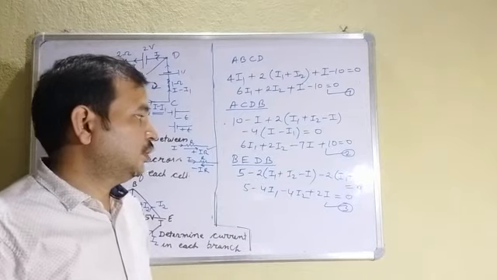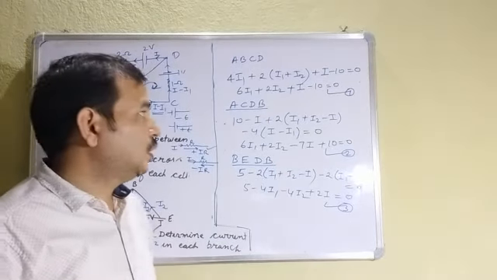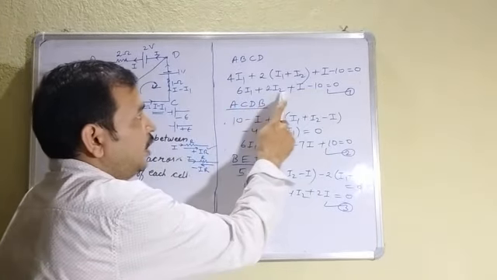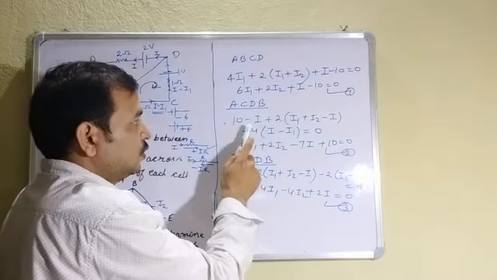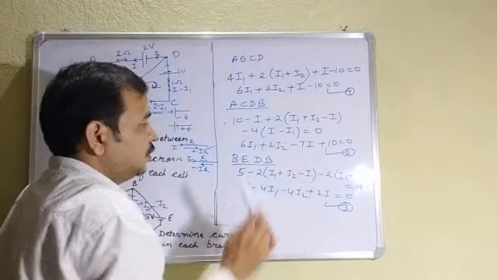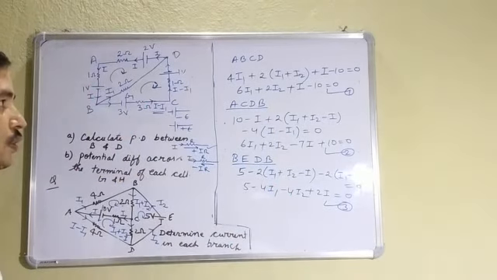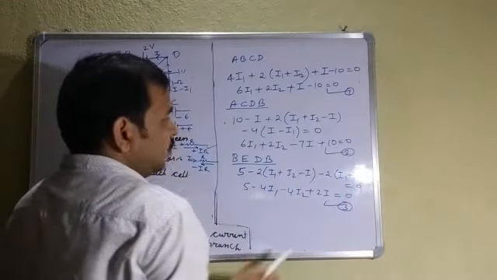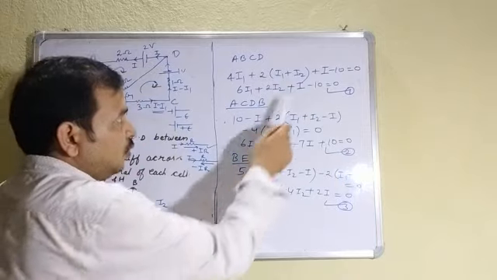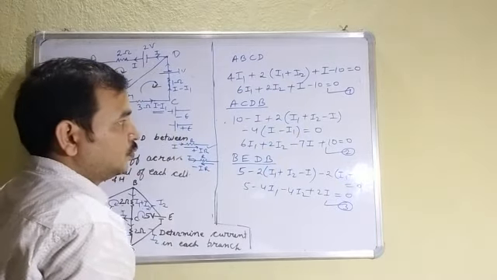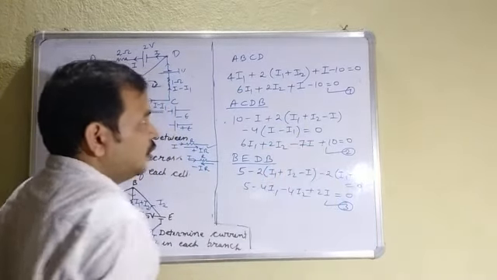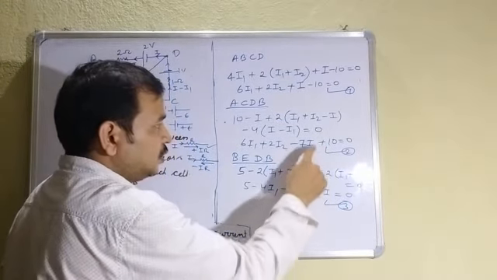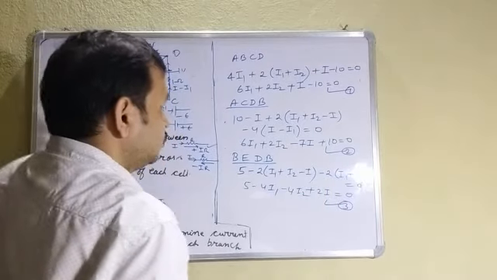Now you can see we have got the 3 equations. The variables are I1, I2 and I. So 3 variables and we have 3 equations here. So how to solve these equations? See, first you solve equation 1 and equation 2 and remove the variable I. Then you solve equation 2 and 3 and write the equation in the form of I1 and I2.